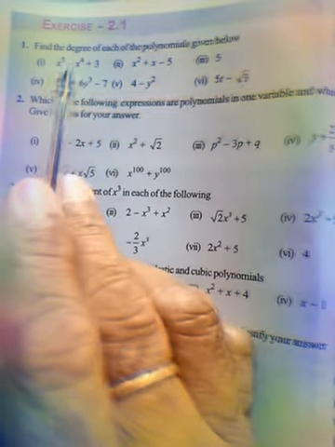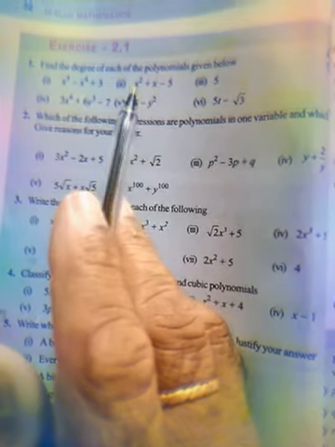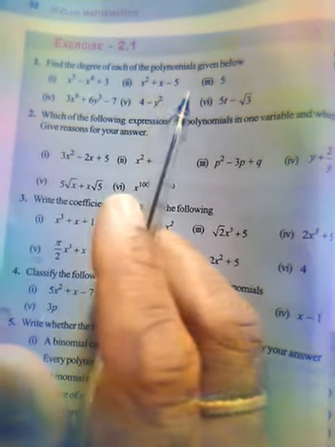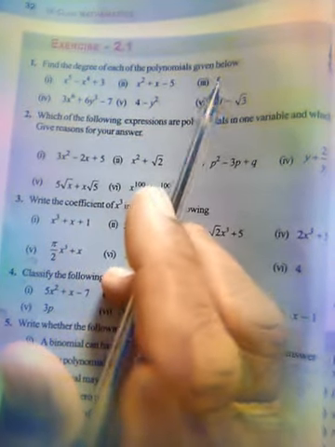Now next, come to the exercise. In this, find the degree of the polynomials given below. Now I only explained. Here what is the highest exponent in the first question? 5 is the highest exponent. So the degree of this polynomial is 5. Here how much is the highest exponent? 2. So the degree of x square plus x minus 5 is 2. It is constant polynomial 5. So what is the degree of a constant polynomial? I said just now, 0.